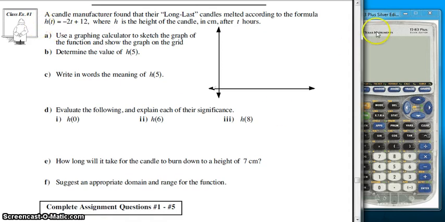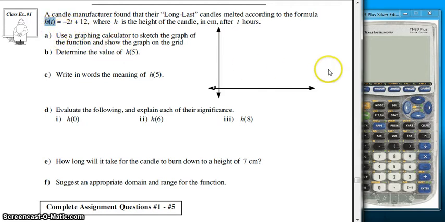Example number 1, and then the last example. The candle manufacturer found, using this formula, that the only thing we change is using h of t. So that's function notation. You can use g, h, any letter. So now the name of the function is h. This function notation represents h as a function of t, and your independent variable is t, which is time. So it's like your x is t, and your y is h of t. That's your x and y.